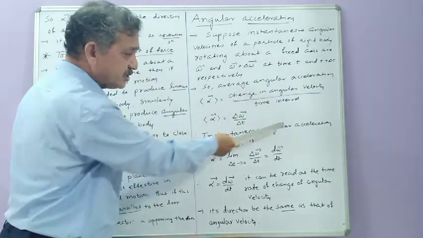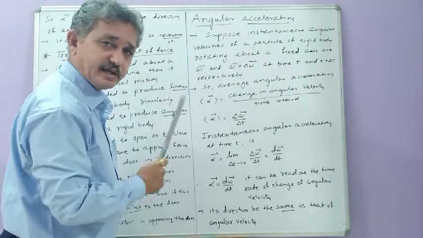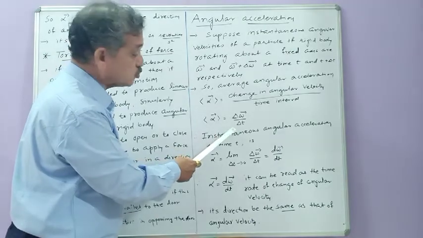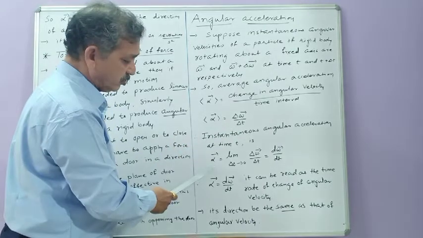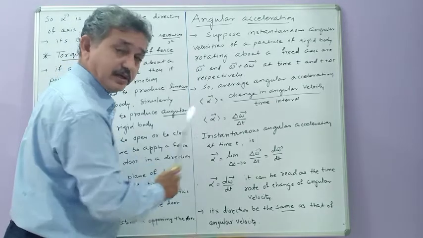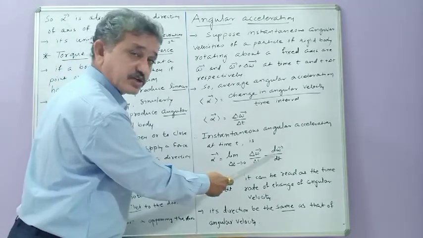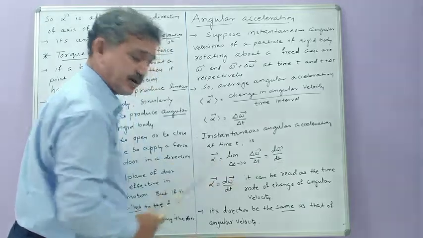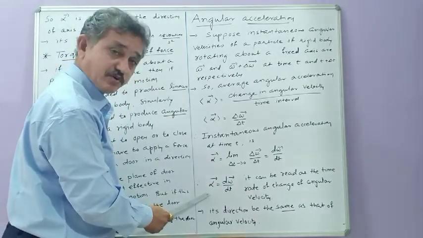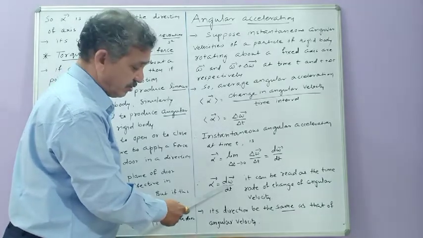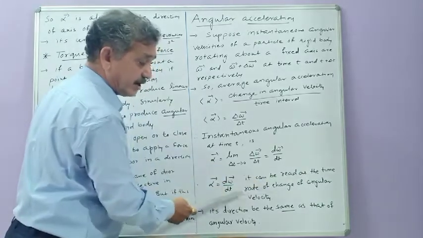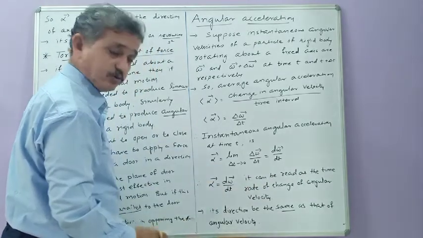So the instantaneous angular acceleration, that is at any time t, is given by taking the limit delta t tends to 0 of the right hand side. So vector alpha equals limit delta t tends to 0 of delta vector omega upon delta t, and that can be written as d vector omega upon dt. Thus the instantaneous angular acceleration is given by the equation vector alpha equals d vector omega upon dt, and it can be read as the rate of change of angular velocity.